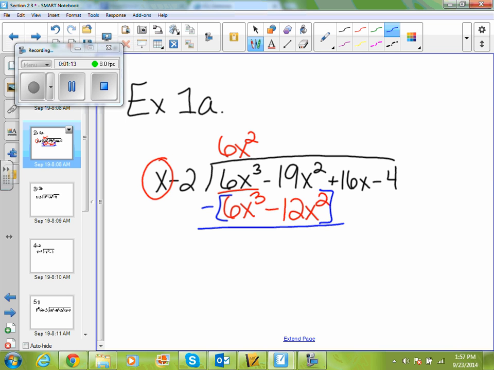Okay, and then we're going to subtract this whole thing from the top, because that's how long division works. So 6x cubed minus 6x cubed cancels. Negative 19x squared minus negative 12x squared: this minus a negative actually becomes a plus. And so this becomes negative 7x squared. And then we bring down our plus 16x.